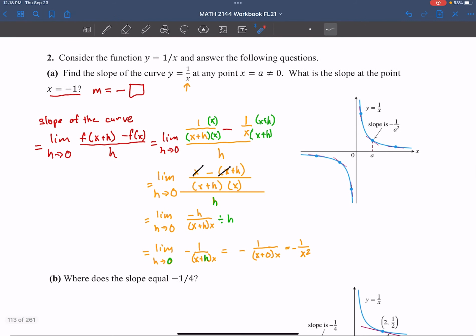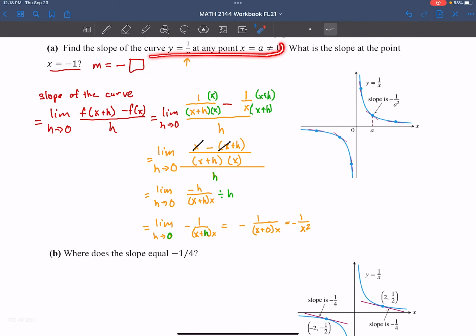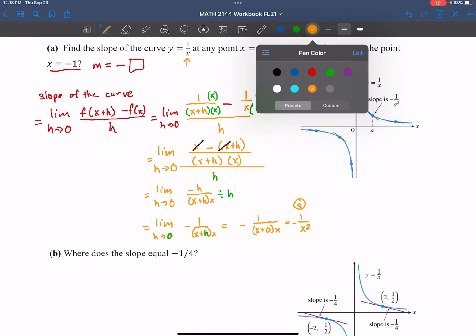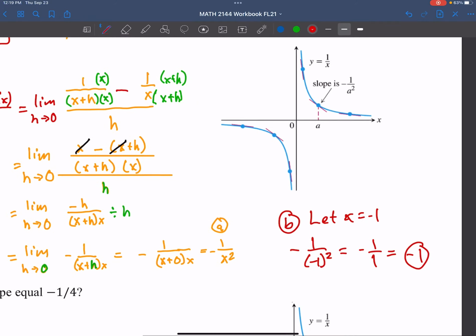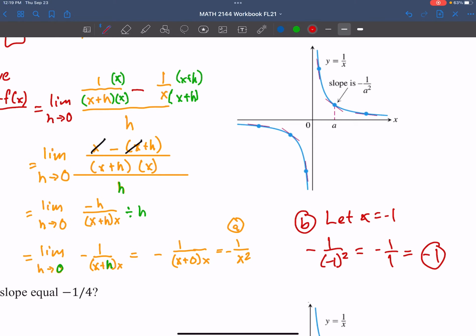So the answer to the first part, find the slope of the curve at any point x equal to a, well, this right here is the answer to part A. And then the answer to part B is literally just letting x equal to -1. You get negative 1 over -1 squared, which is negative 1 over 1, which is -1. Everyone okay with that? Anyone need clarification? What is that -1 now? It is the slope of this line right there, because this right here is x equal to -1.